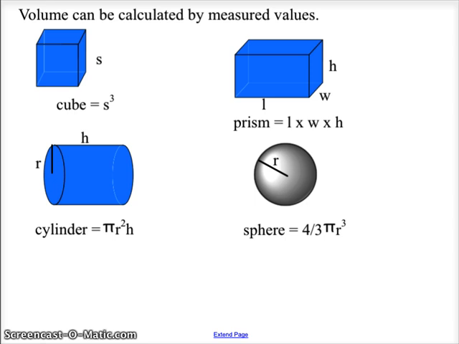Just to remind you from your geometry, a cube is measured by volume as s cubed, side times side times side. And if that cube is a prism, we then have a different measure for each side, so it's length times width times height. If we have a cylinder, we find the area of the base, which is pi r squared, and multiply that by the height of the cylinder, so it's pi r squared h. And if we have a sphere, it's 4/3 pi r cubed. So the radius cubed times 4/3 pi.